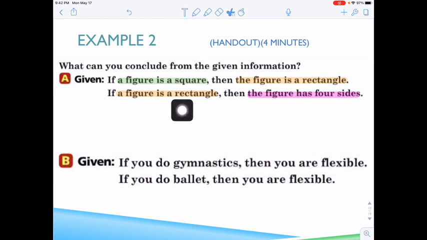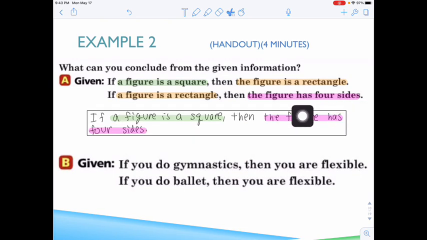The next hypothesis matches the first conclusion that a figure is a rectangle, and our final conclusion is that the figure has four sides. These two statements fit the requirements for the law of syllogism, so we can create a final conditional that says if a figure is a square, then the figure has four sides.